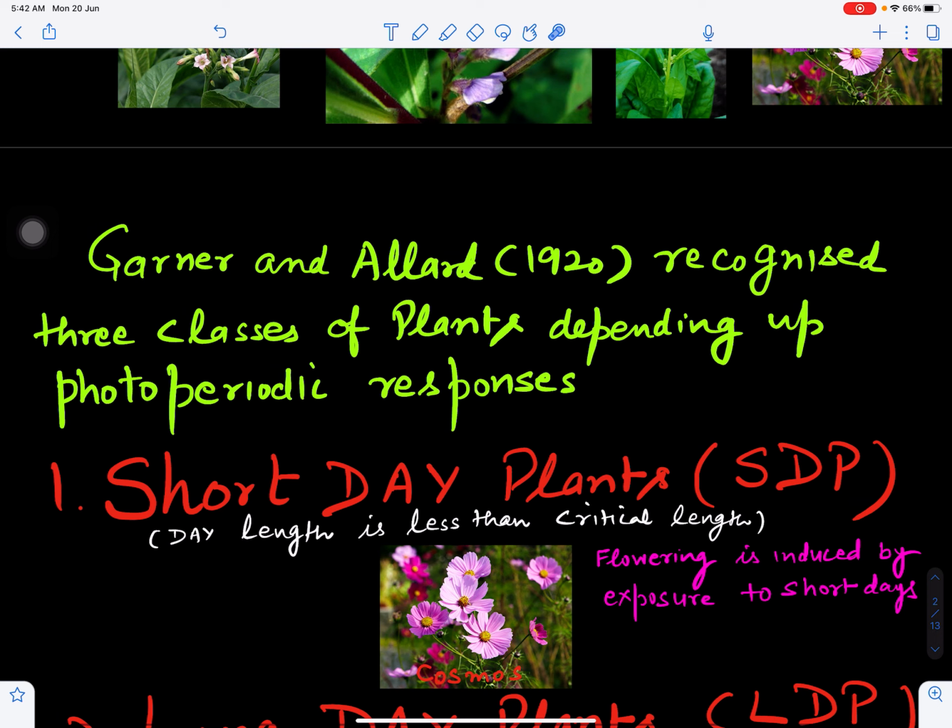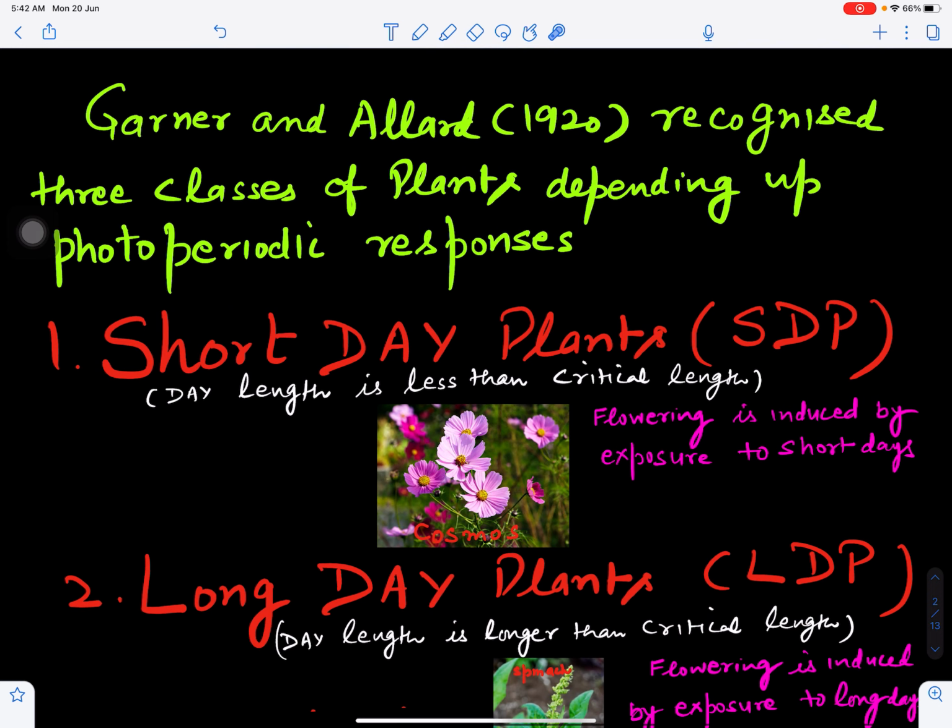So Garner and Allard, when they did a lot of studies on flowering, in 1920 recognized three classes of plants depending upon their photoperiodic responses, depending upon their light requirement. First, short day plants, where day length is less than the critical length. This is the case of cosmos. Flowering is induced by exposure to short days.